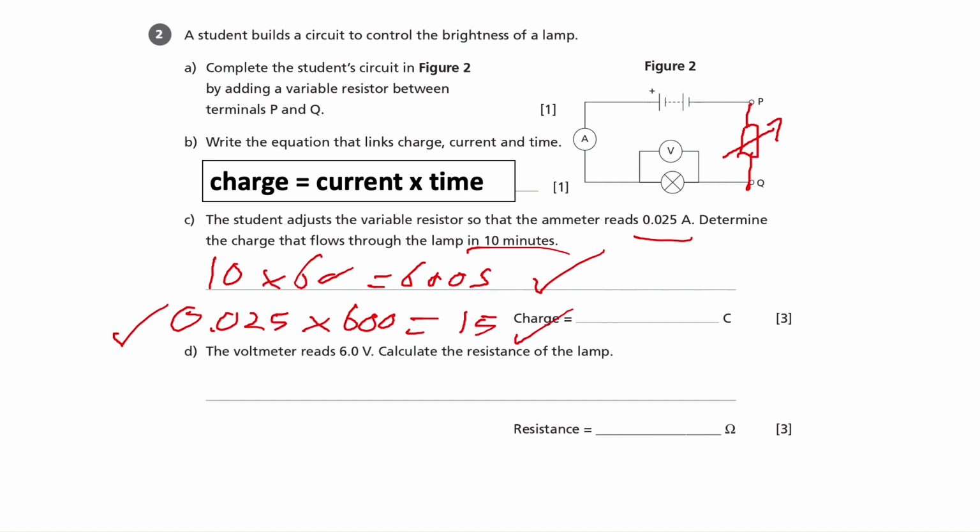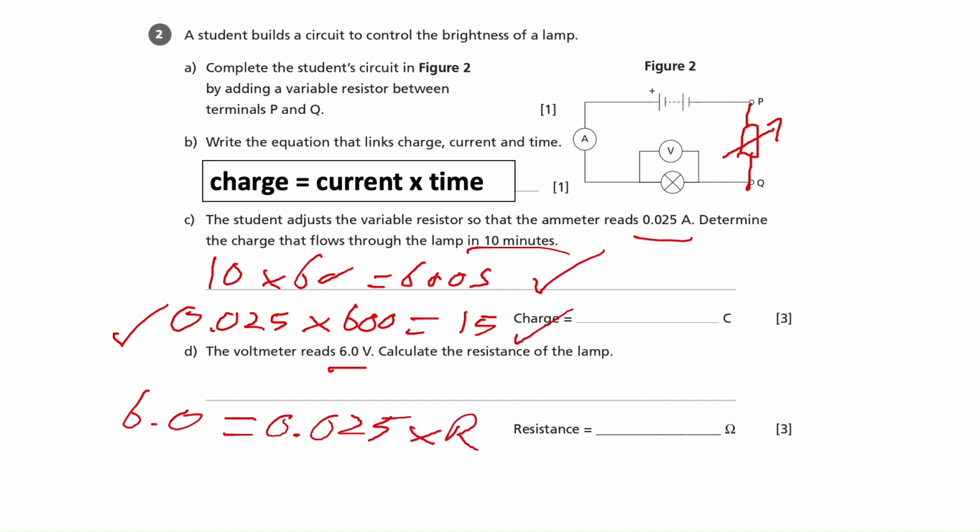Part D. The voltmeter reads 6.0 volts. Calculate the resistance of the lamp. So, for this question, we need to be using one of the equations we need to recall, which is that potential difference equals current times resistance. So how are we going to write that? Well, we've got the potential difference, so we say 6.0 equals the current, which is 0.025, multiplied by the resistance.